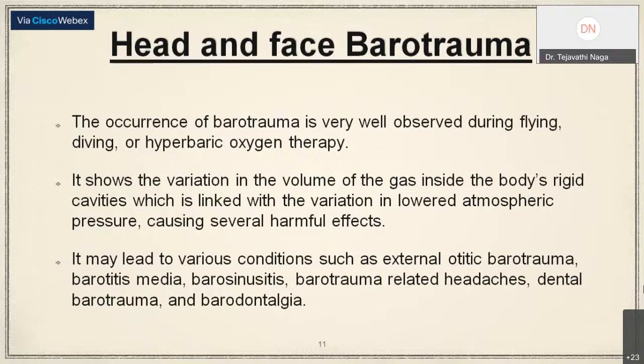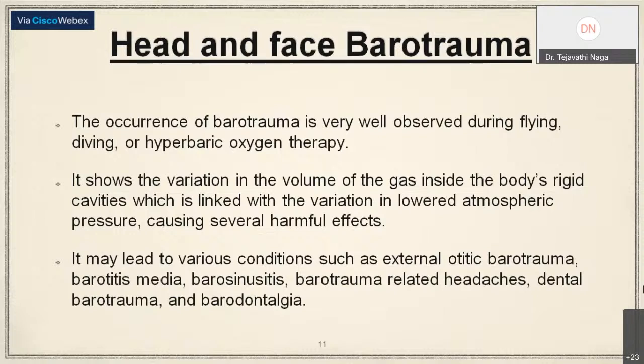So the occurrence of barotrauma is well observed during flying, diving, or hyperbaric oxygen therapy. It shows the variation in the volume of gas inside the body's rigid cavities, which is linked with variation in atmospheric pressure, causing several harmful effects. It may lead to various conditions such as external otitic barotrauma, barotitis media, barosinusitis, barotrauma-related headaches, and barodontalgia.